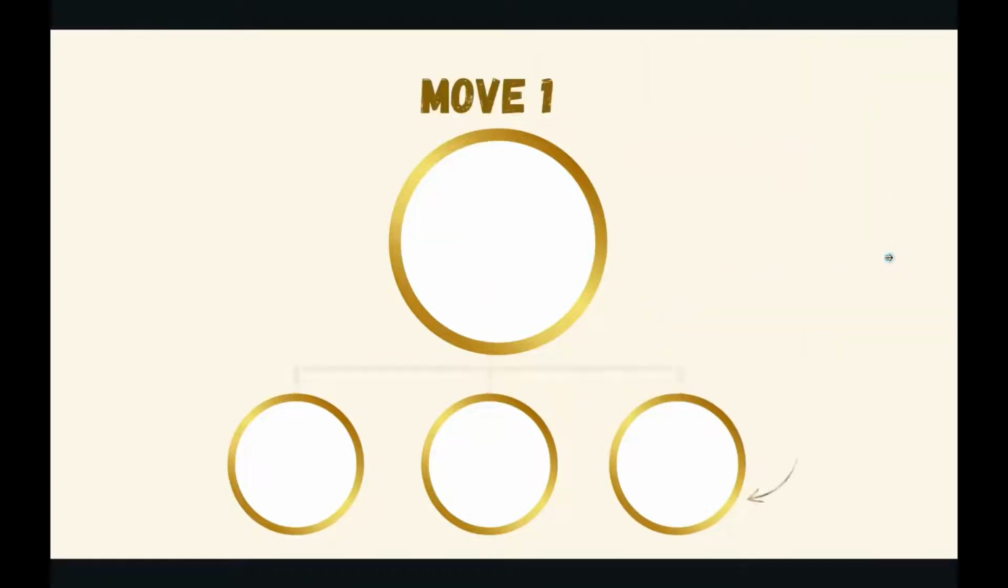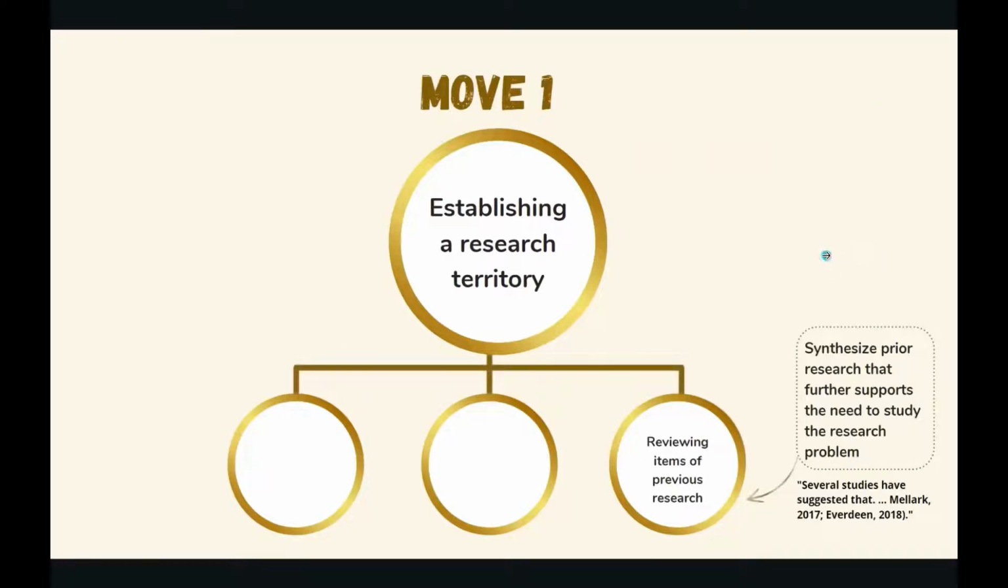And then step three here is to introduce prior research. Okay, so what you do here is simply highlight what other studies say about your research problem.